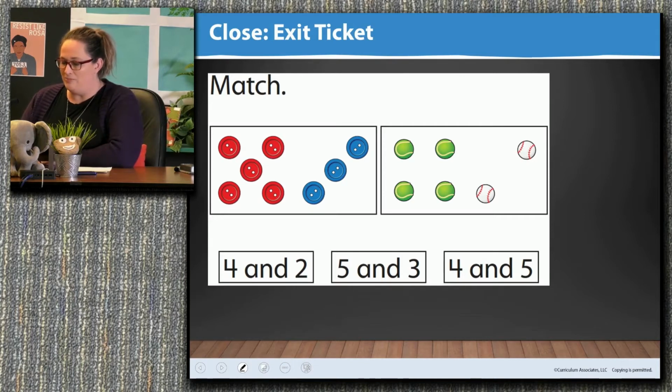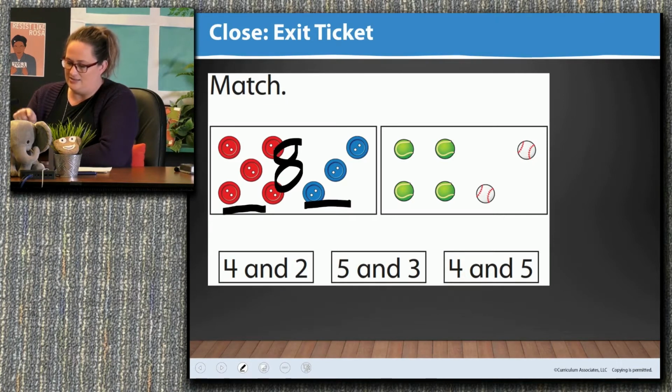Which one would you match the buttons to? Private think time. The button picture. Which words are you going to match it to? Are you ready to see? 5 and 3 is 8. 5 and 3. Is that the one you picked?